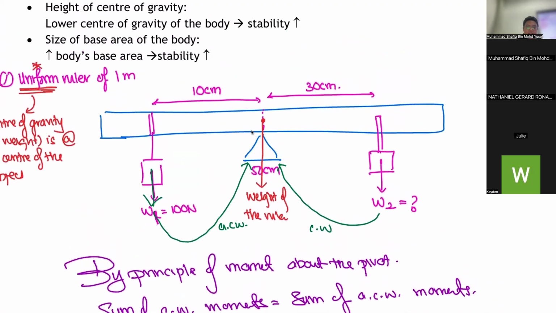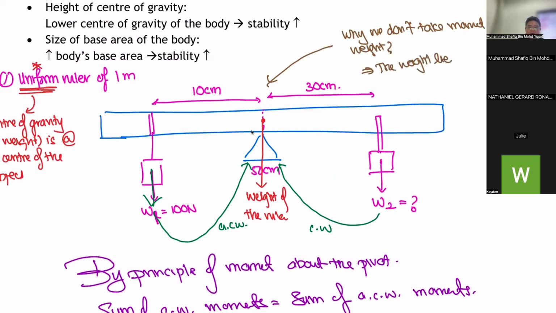So this is the next question they like to ask: why don't we take moment of the weight? Okay, and the answer to the question will be because the weight lies directly above the pivot. So hence, no perpendicular distance. That's all. Okay. And therefore, the moment is also 0. We don't care about it.